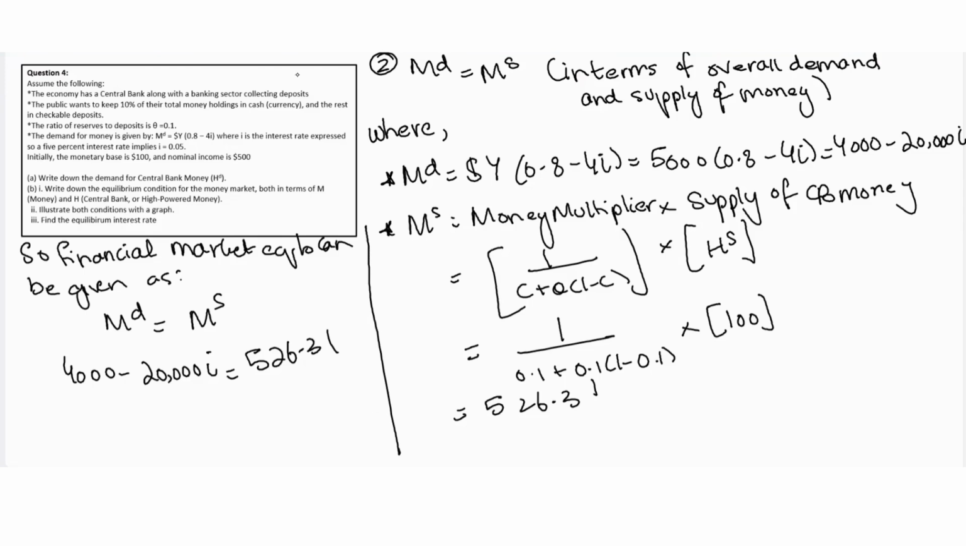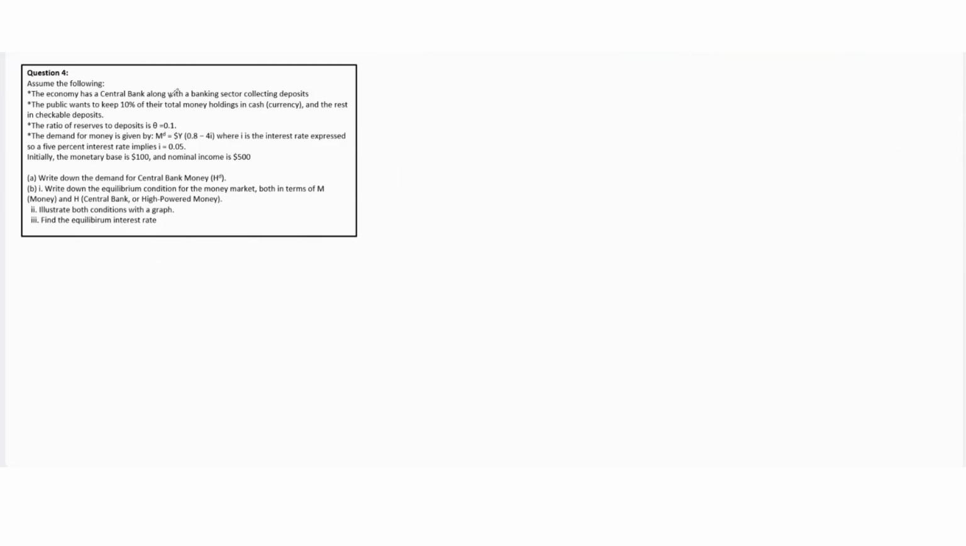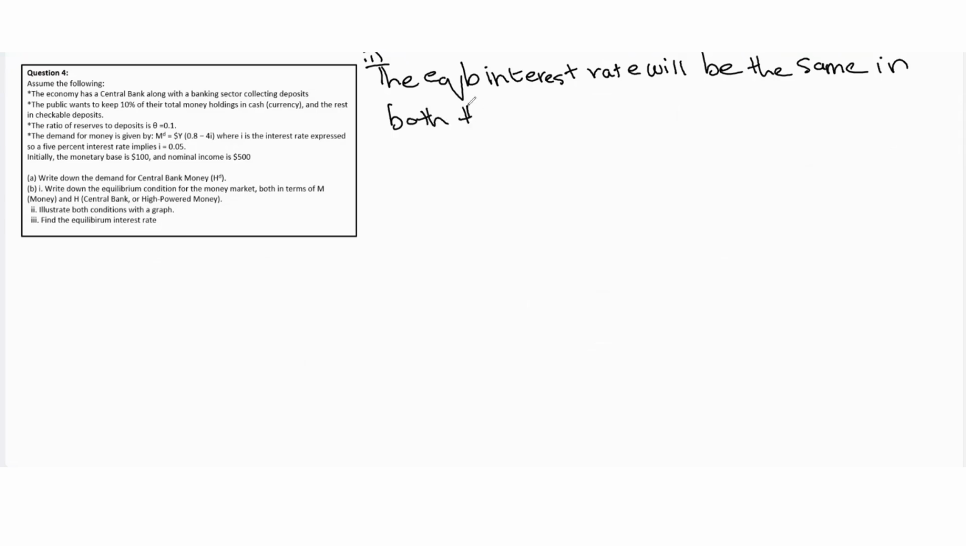So let's do part 2 of this question, where you want to illustrate both these conditions with a graph. The equilibrium interest rate will be the same in both the money market and the high-powered or central bank money market.